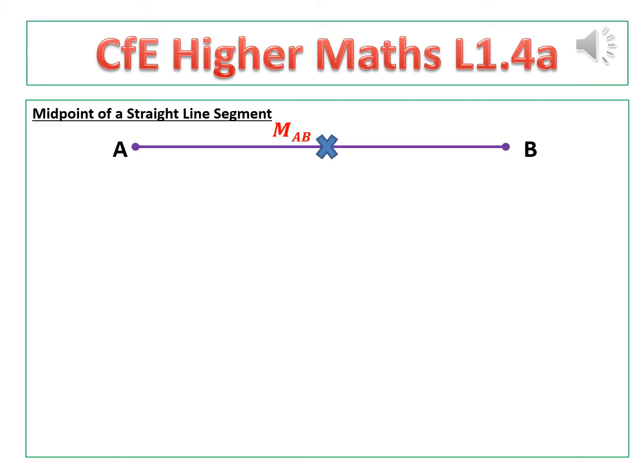At the top of the page we can see a straight line segment annotated A and B. The midpoint is noted as M suffix AB. Note in particular that the M in this case is a capital M and always is for the midpoint of a line segment. The lowercase m is used only for the gradient of a straight line. Make sure you make a mental note of that. Easy to get mixed up.